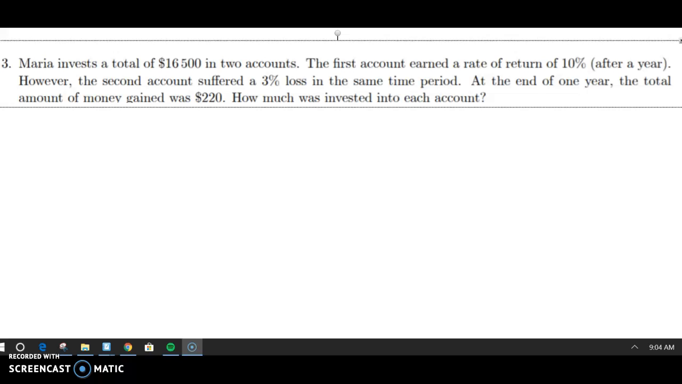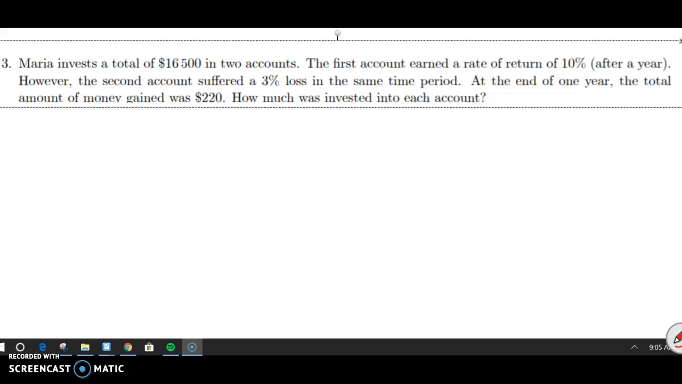For this video, we're going to be looking at an investment word problem and how to solve it. In this word problem, we have Maria invests a total of $16,500 in two accounts. The first account earns a rate of return of 10% after a year. The second account suffered a loss of 3% in that time period. At the end of 1 year, the total amount of money gained was $220. How much was invested into each account?